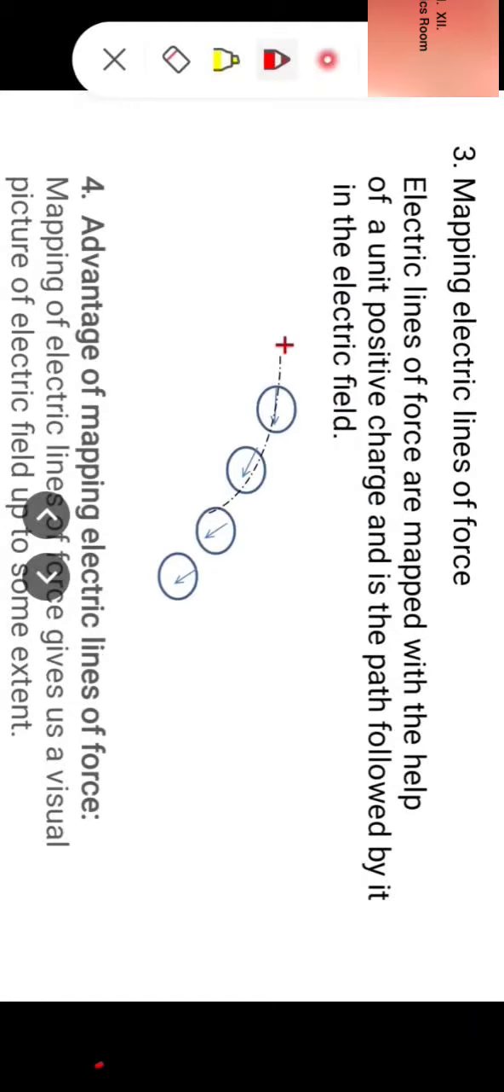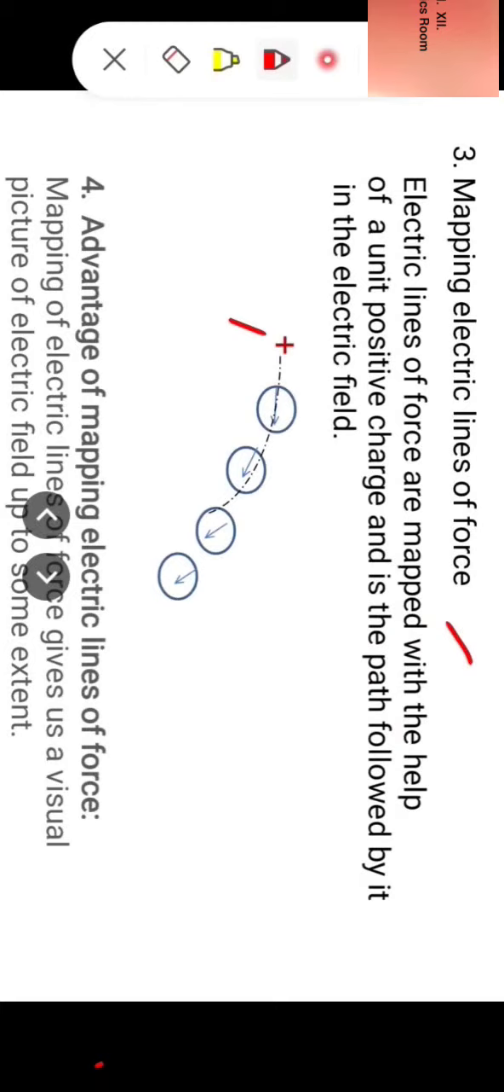Now third point, mapping electric lines of force. Electric lines of force are mapped with the help of a unit positive charge and is the path followed by it in the electric field. Now look at the diagram. This is a positive point electric charge and it has a field around it.